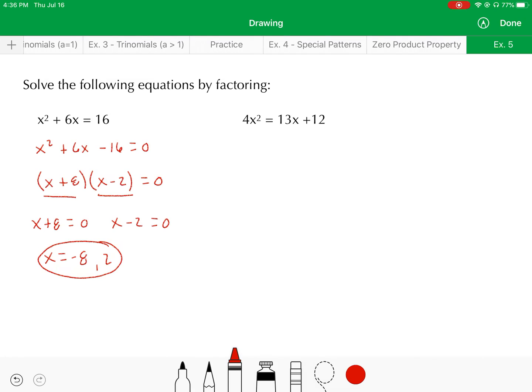And of course, I can check those. If I plug either one of those back into the original equation, I'm going to get a true statement out.